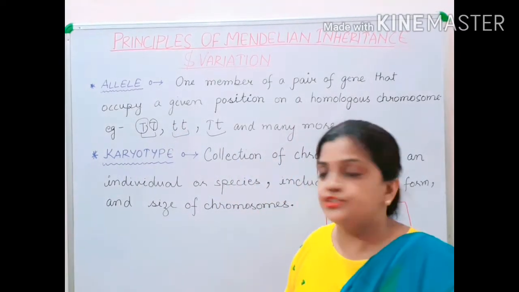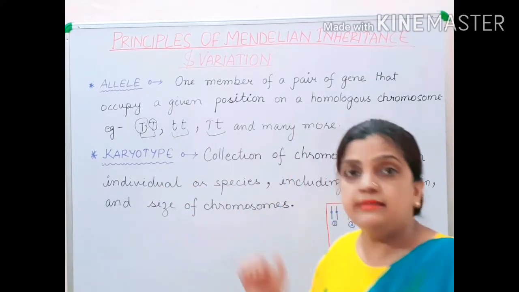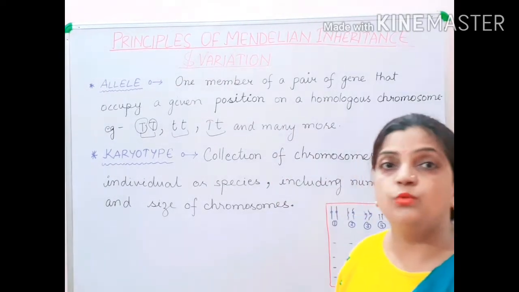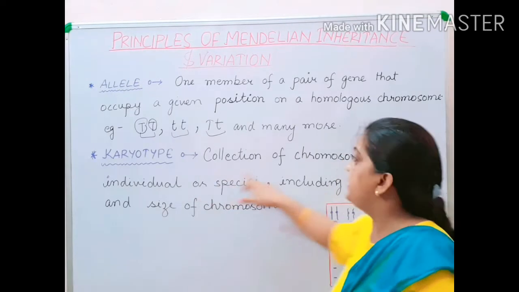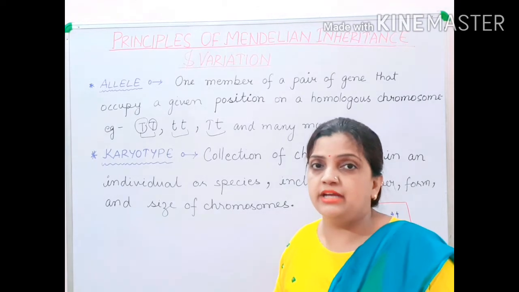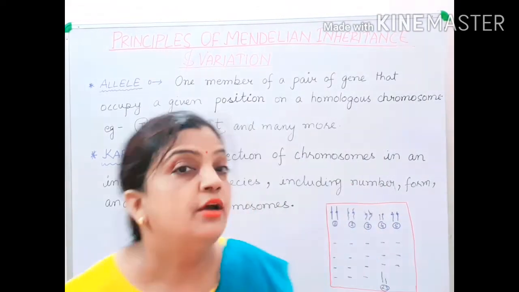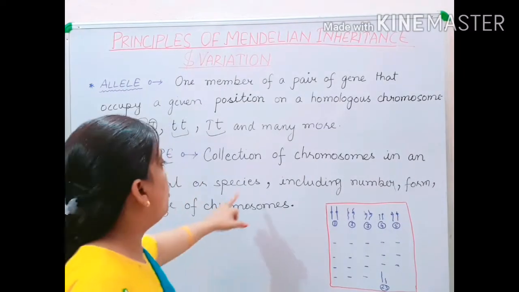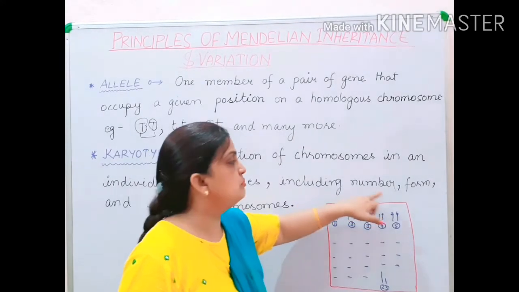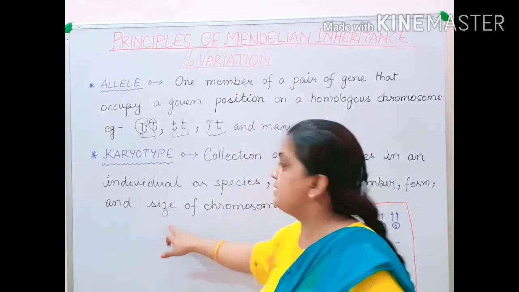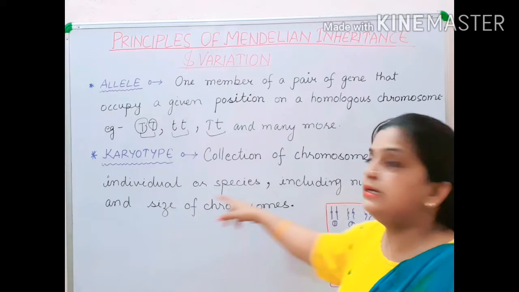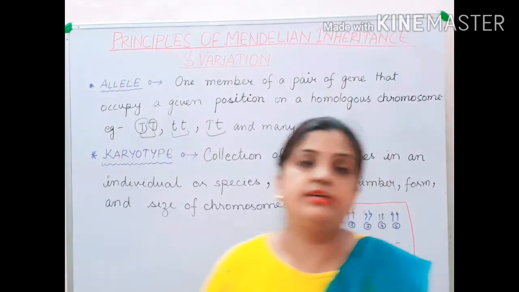Now the second definition is karyotype, which I have also discussed in the last video while explaining homologous and heterologous chromosomes. So let us check the definition. Karyotype is a collection of chromosomes in an individual. It is a collection of chromosomes in individuals or in species. And what does it include? It includes the number of chromosomes, different forms of chromosomes, and the size and shape of chromosomes. So children, karyotype is a collection of chromosomes in an individual or species of different organisms.